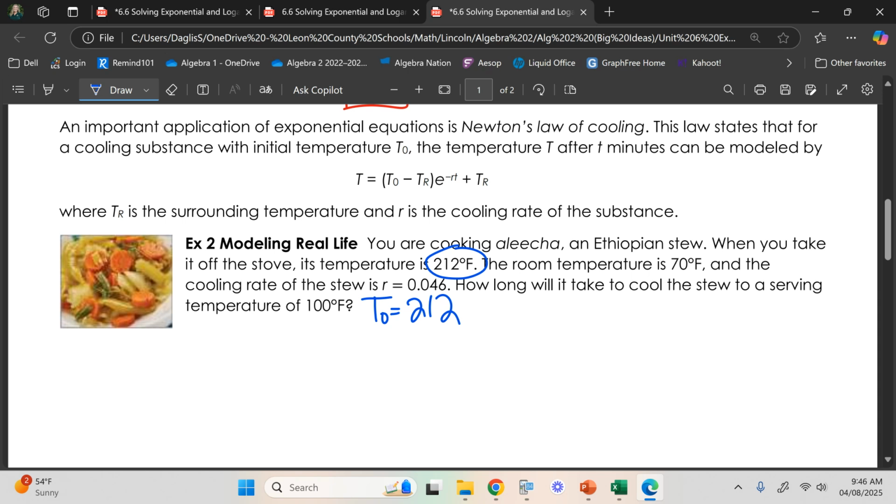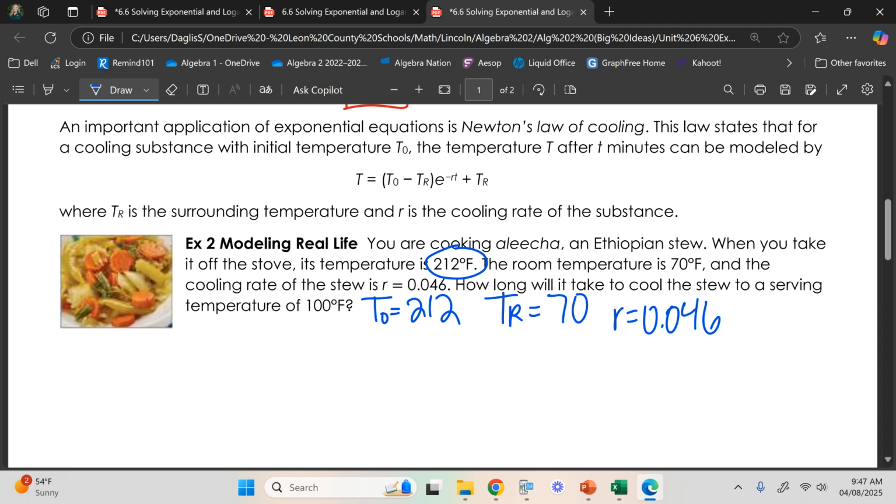Room temperature, the temperature surrounding you. T_R is 70 degrees, and the cooling rate of the stew is r equals 0.046. That was just nice and given to us. How long will it take to cool the stew to a serving temperature of 100 degrees?